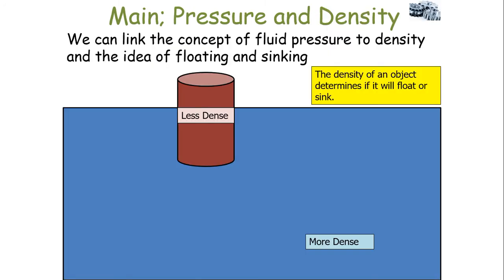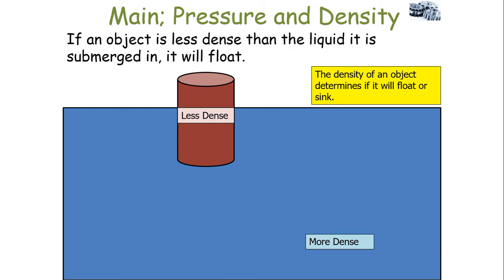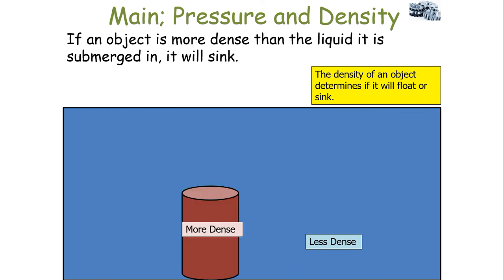Now we can link the concept of fluid pressure to density and the idea of floating and sinking, because the density of an object determines if an object floats or sinks. If an object is less dense than the liquid it's submerged in, it will float. If it's more dense than the liquid submerged in, it will sink.